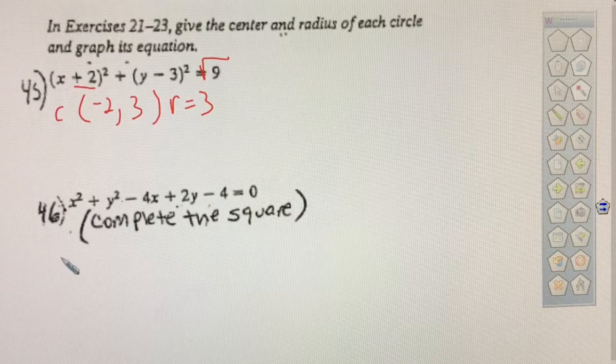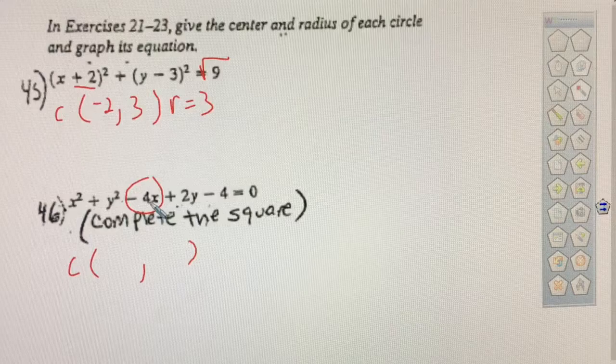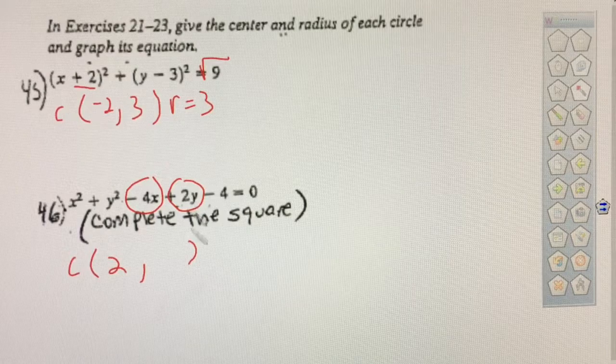This one, they want me to complete the square. There's a shortcut for it. The shortcut to find the center would be just take that value and half it. Well, what's half of negative 4? Negative 2. But remember, it's going to be the opposite of that value. So that's going to be positive 2. Take that value and half it. Half of positive 2 is 1, but it would be negative 1.